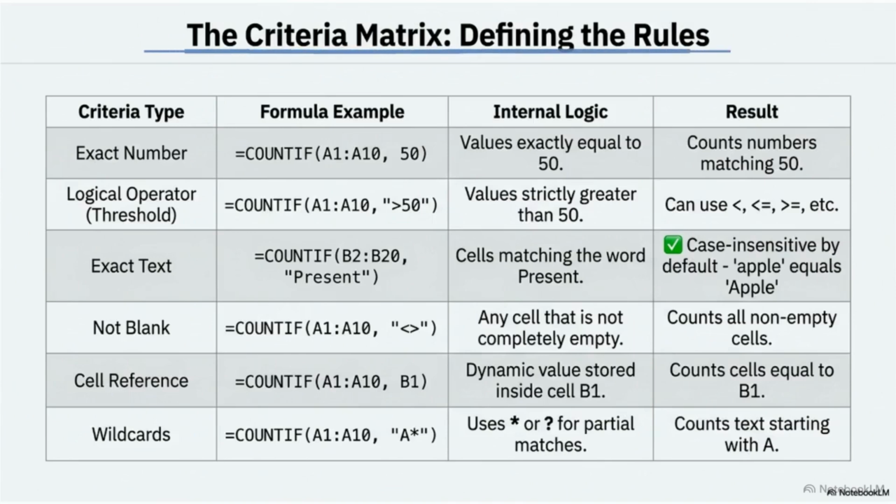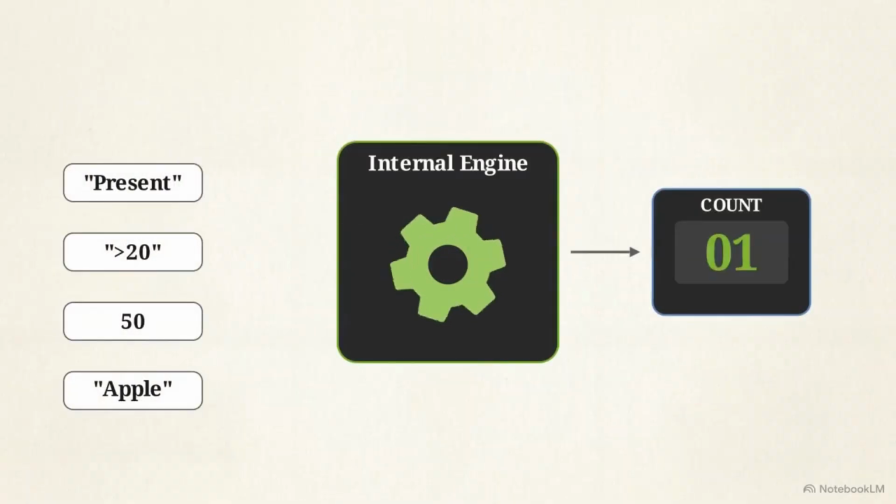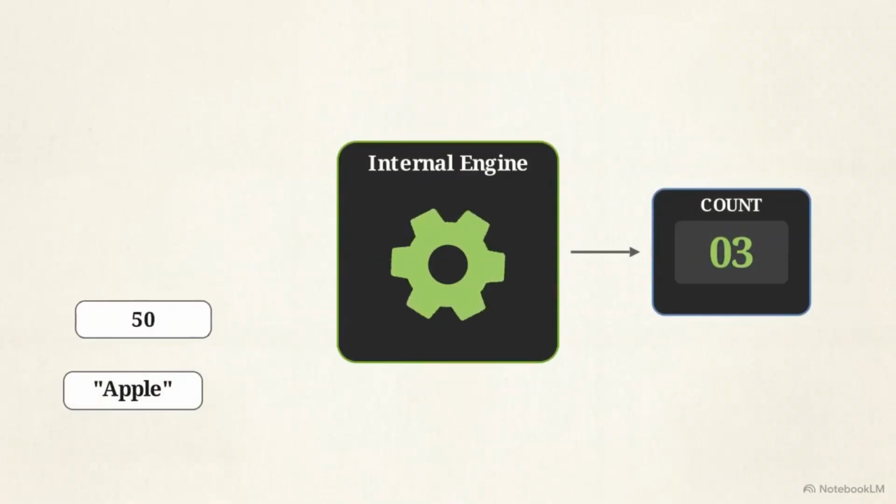This criteria matrix breaks down just how versatile the engine is. It evaluates exact numbers, logical thresholds, specific text matches, and can even check for completely blank spaces. COUNTIF adapts its internal engine to execute whichever operational rule you feed it.